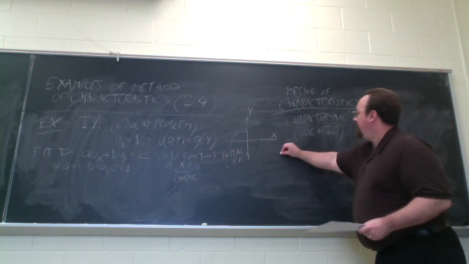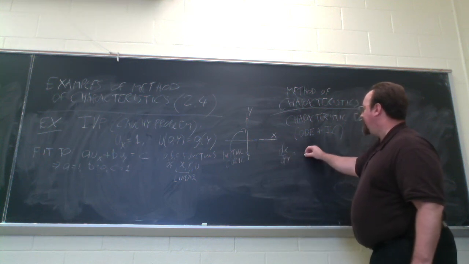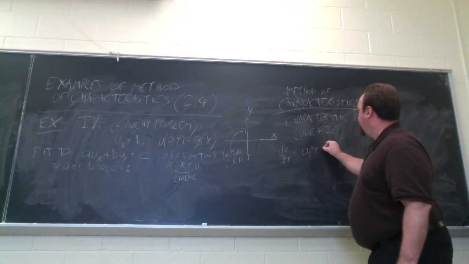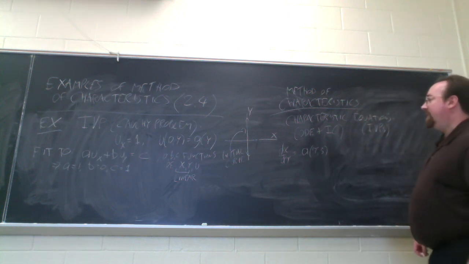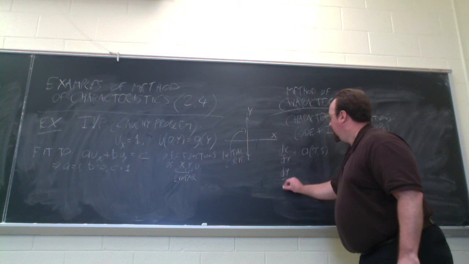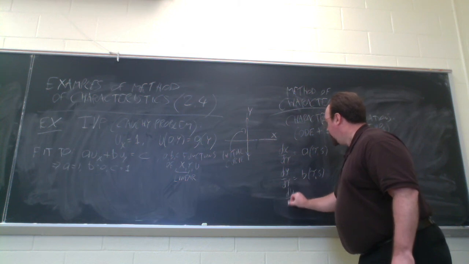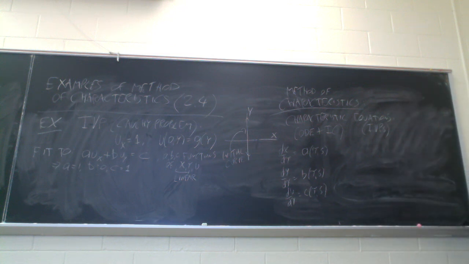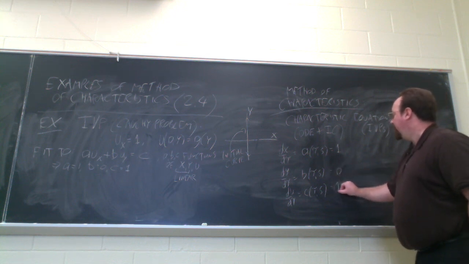Your first ODE is dx/d tau is equal to A of tau and s. So tau and s are your characteristic variables. And then we have dy/d tau is equal to B, and then du/d tau is equal to C. That's why we need to get A, B, and C, so we have our right-hand sides for our ODEs. So 1, 0, and 1 in this case.